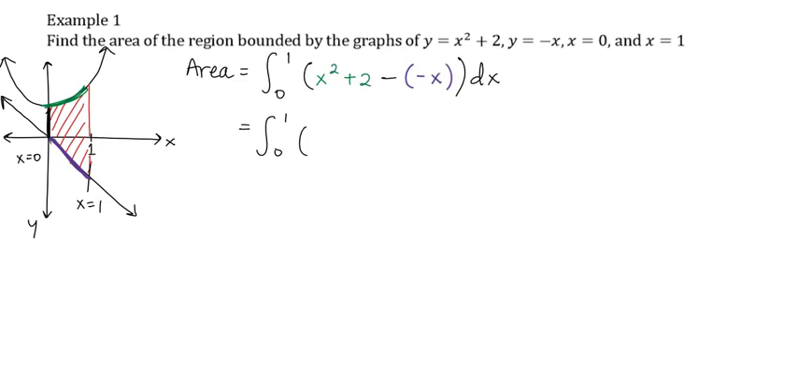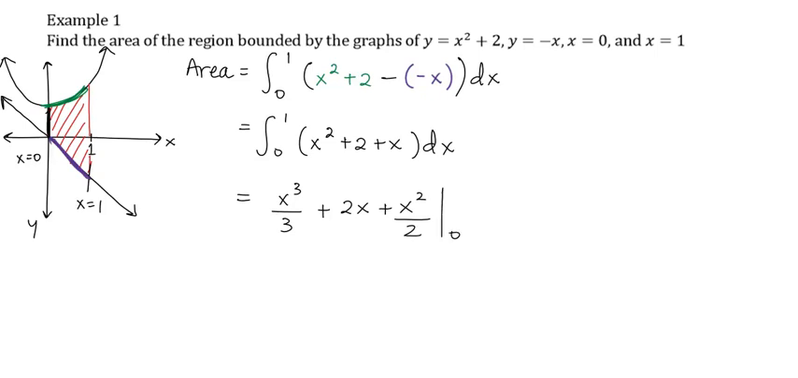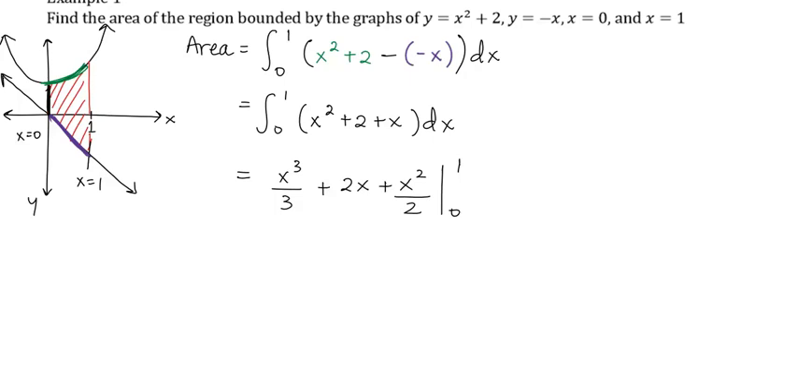I'll first just clean up the inside of the integral. We have x squared plus 2 plus x that we're integrating. We'll integrate each of these three terms using the power rule, increasing our exponents by 1 and dividing by our new exponents. And then we will apply the fundamental theorem of calculus to evaluate this integral from 0 to 1, leaving us with 1/3 plus 2 plus 1/2, giving us our final answer of 17/6 for the area of this region.